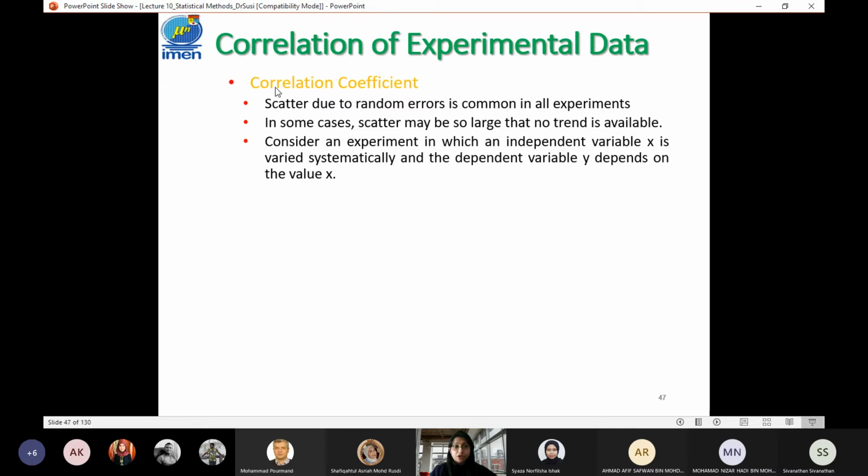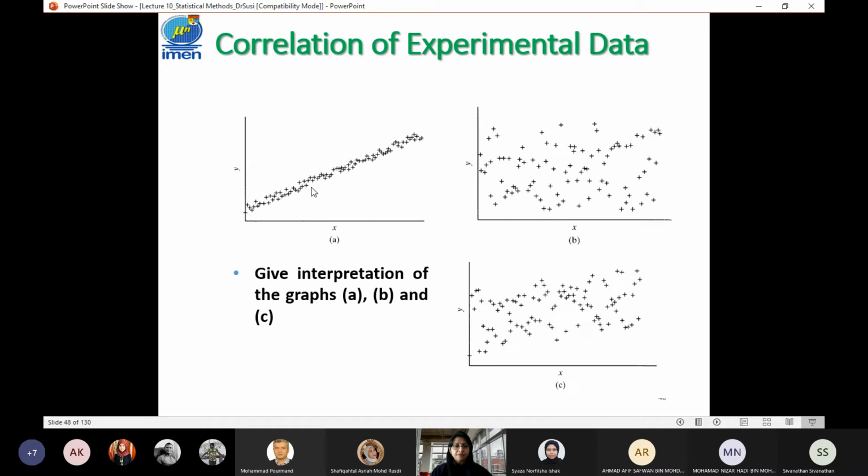There is a coefficient called the correlation coefficient. It's a scatter due to random errors. It is common in all experiments. So the scatter may be so large that no trend is available. So let's look at an experiment. You have an independent variable X. It is varied systematically, and the dependent variable Y depends on the value of X.